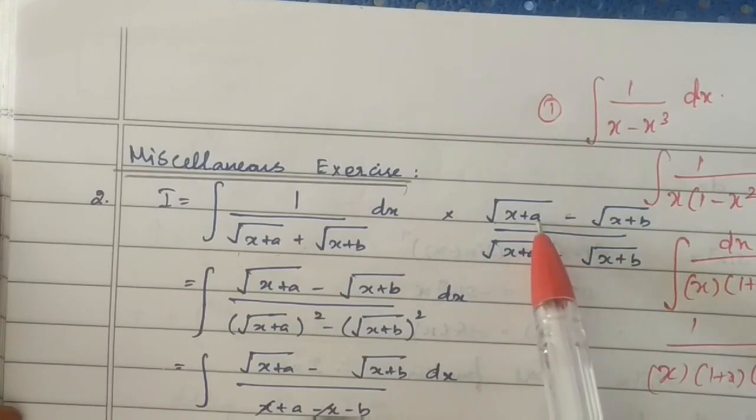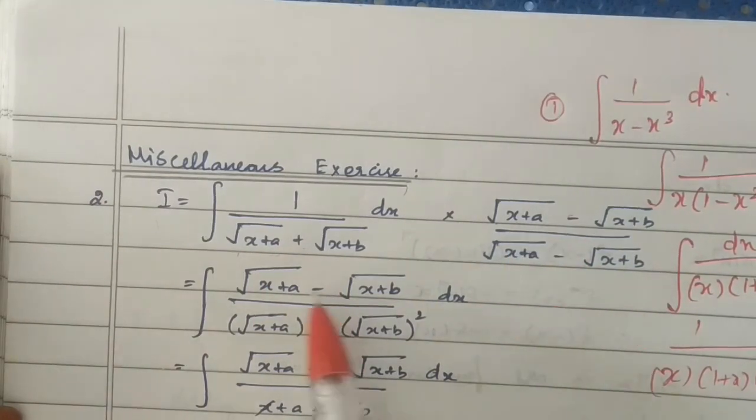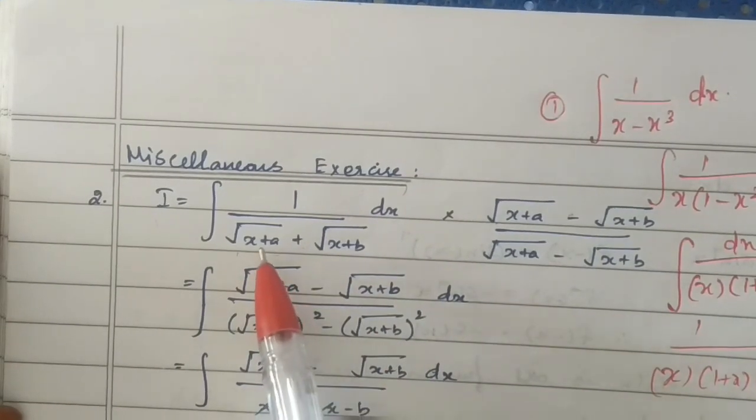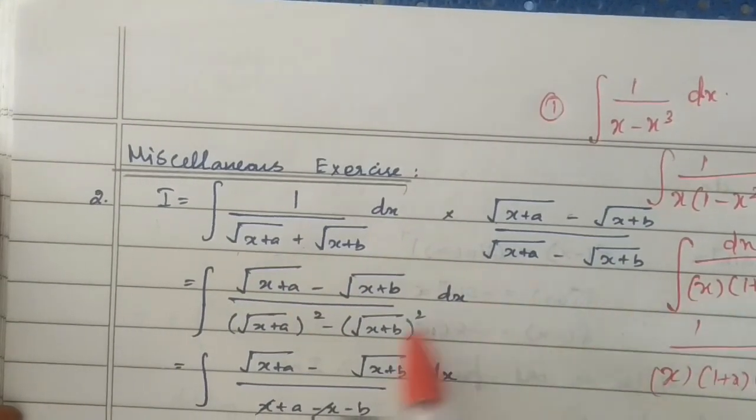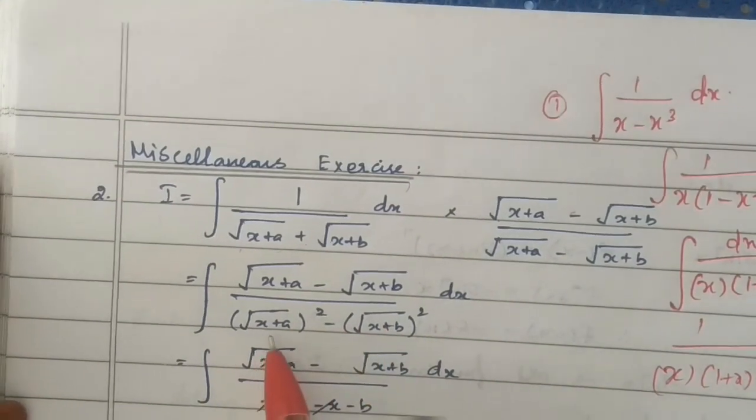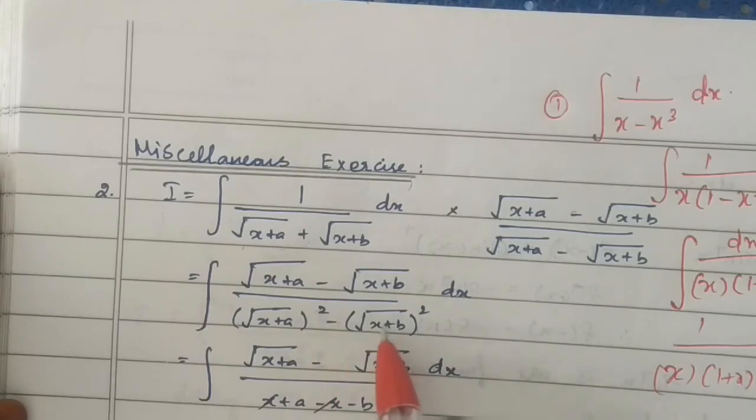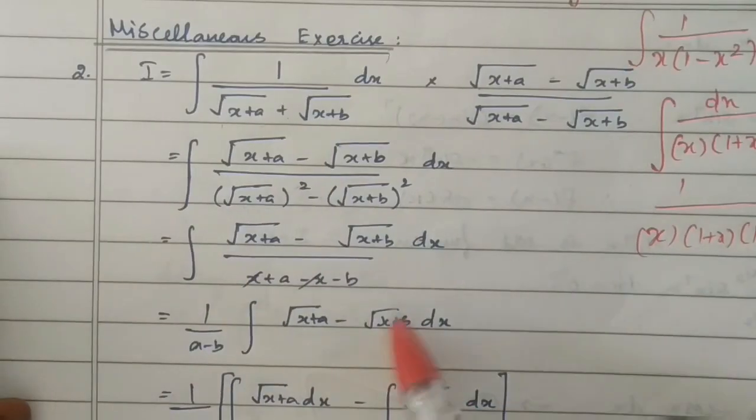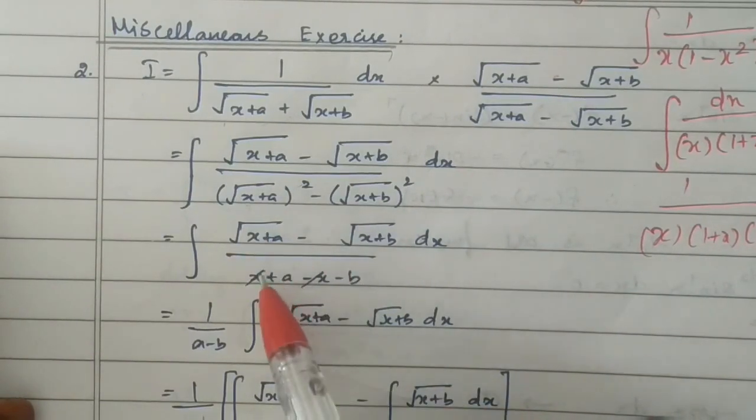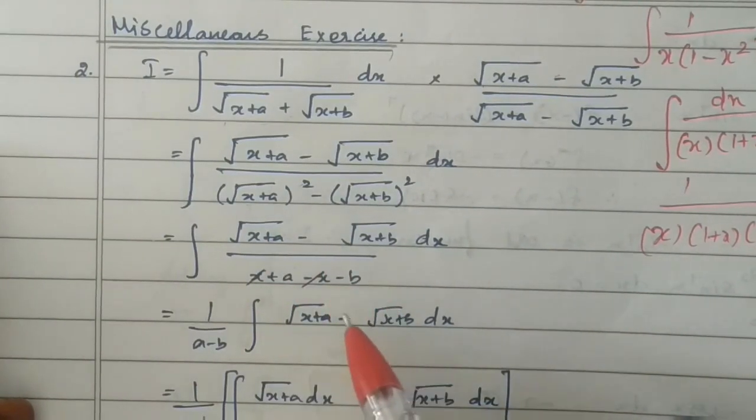When you multiply and divide by that, the numerator becomes root of (x plus a) minus root of (x plus b), into dx. The denominator is of the form (a plus b) into (a minus b), therefore a squared minus b squared. Therefore, the square and root will go off. When you simplify this, x plus a minus of (x plus b). When you remove the bracket, the minus sign gives x plus a minus x minus b.